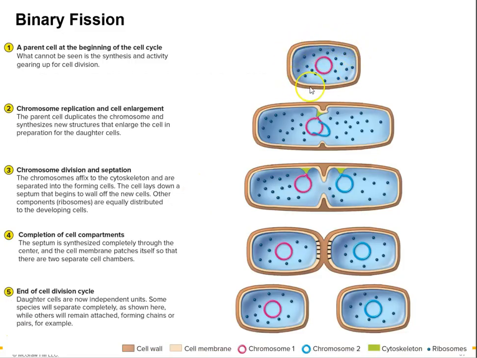Here you have binary fission, so you have the cell at the beginning of the cell cycle. Here the cell has enlarged and it's copying its chromosome. Here we have two copies of the chromosome, and you can see the cell is starting to divide. Here the cell is almost completely finished dividing, and then finally you have two identical daughter cells that are the result of this binary fission.